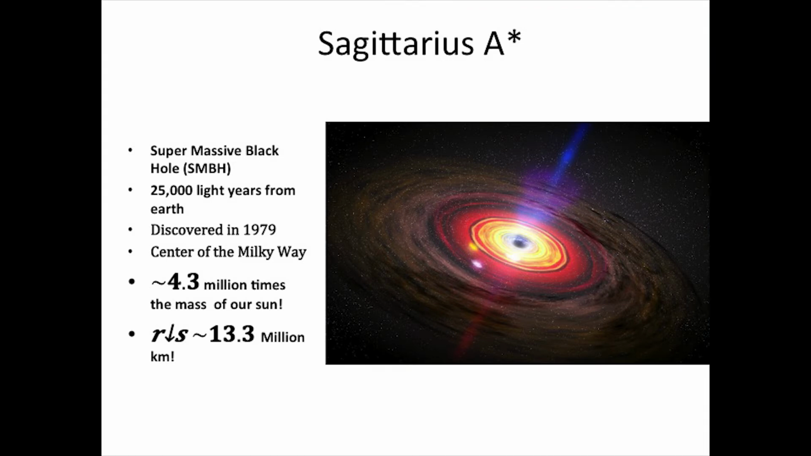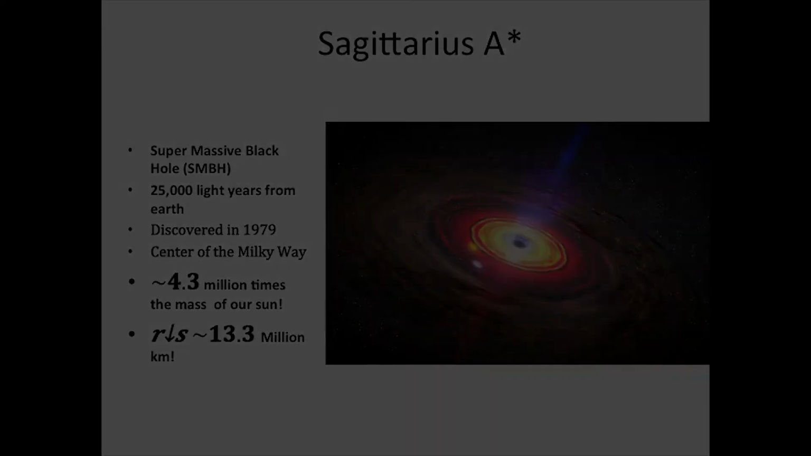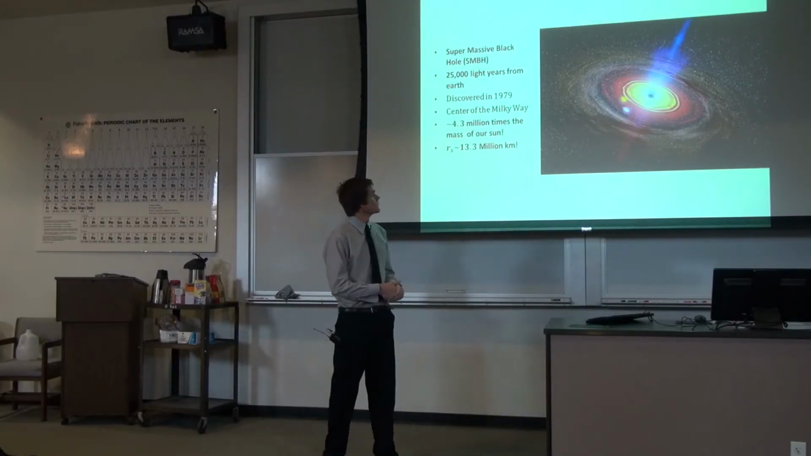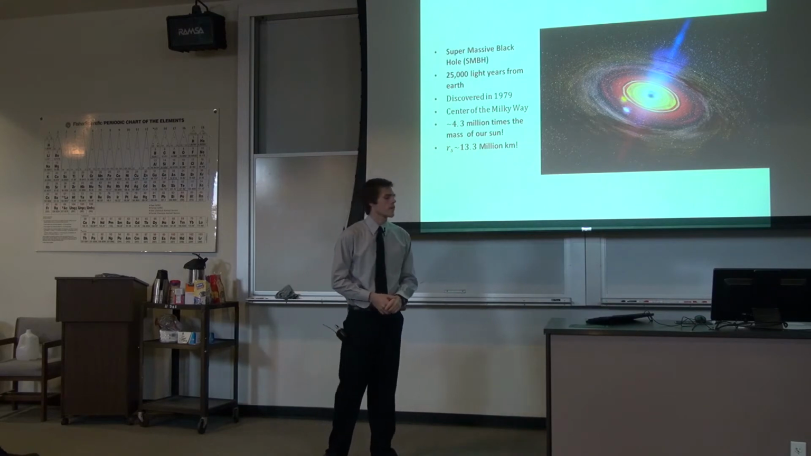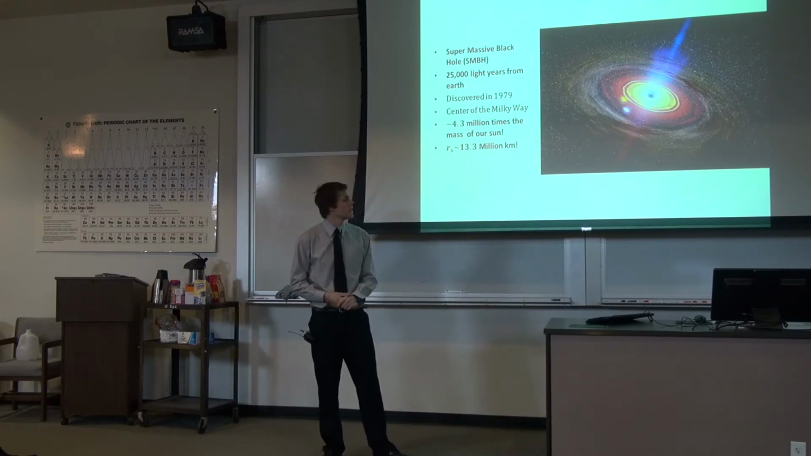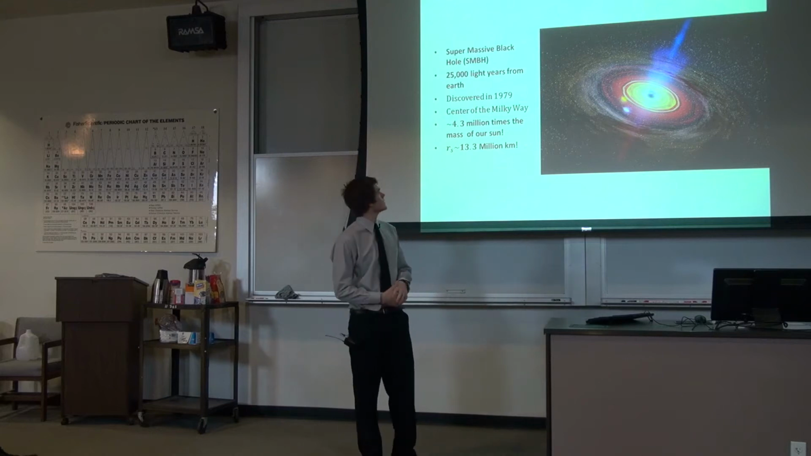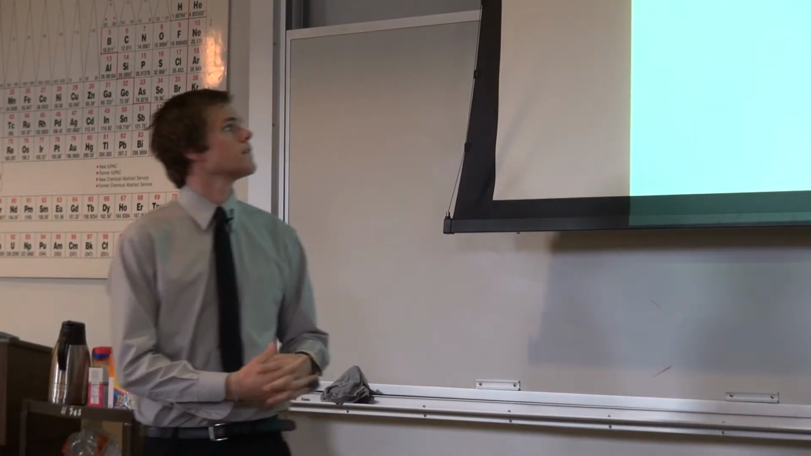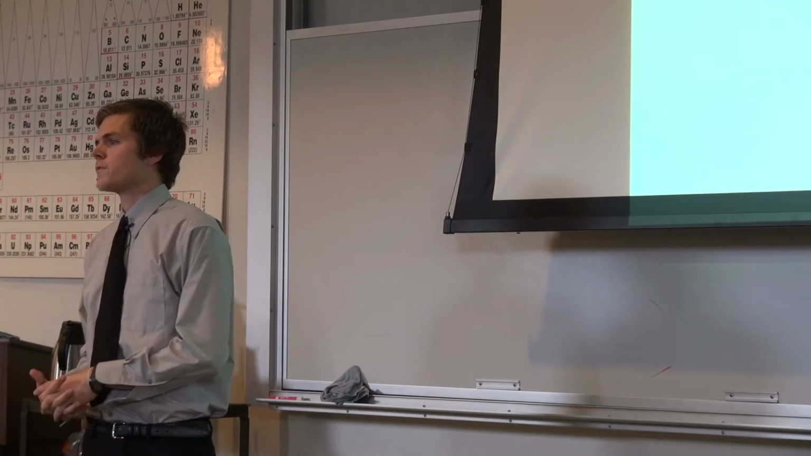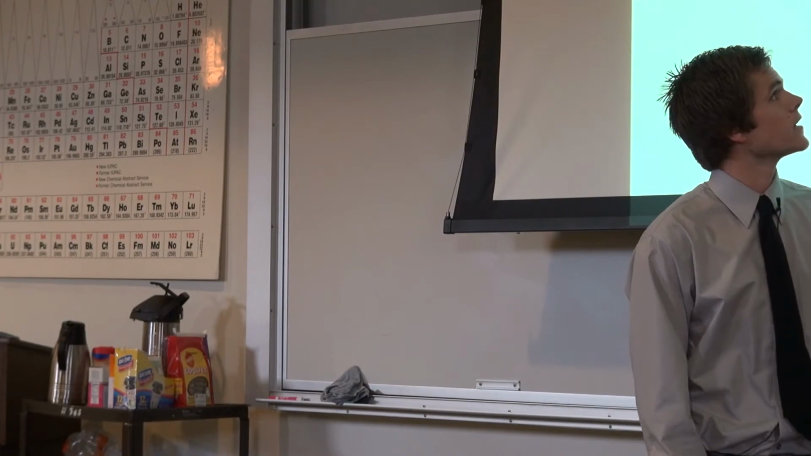And the supermassive black hole at the center of our galaxy in particular, the Milky Way, is given the name Sagittarius A. It's about 25,000 light years from Earth. It was discovered in 1979. And to give you an idea of how big this thing is, it's about 4.3 million times the mass of our sun, and has a Schwarzschild radius of about 13.3 million kilometers. So if you compare that to the Schwarzschild radius of the Earth, which is about 9 millimeters, you get an idea of how huge this thing actually is.